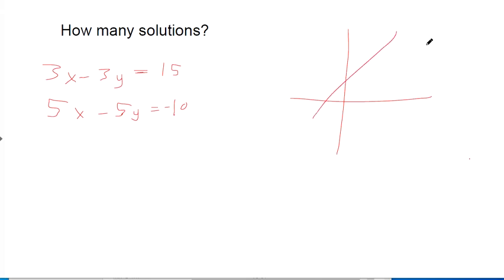If they cross, they have just one solution. Or if they're parallel, like we learned last week, if they both have the same slope, they're never going to cross, right? Or they could be the same line. You could draw a second line on top of the other one. Then they have an infinite amount of solutions.